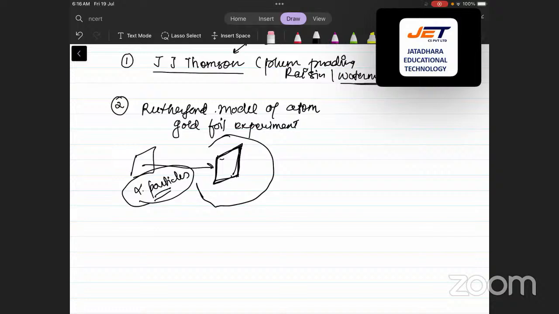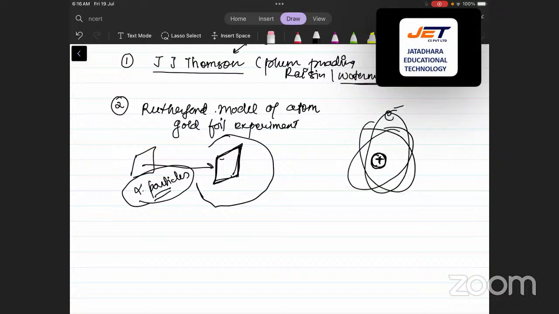The conclusion was that all the positive charge is concentrated in a very small volume at the center of the atom, right? At the center of the atom, and then electrons revolve around this nucleus. So this nucleus is densely packed at the center of the atom, right? And why did he give such a structure for the atom? Obviously because of the observation that he made in the gold foil experiment.